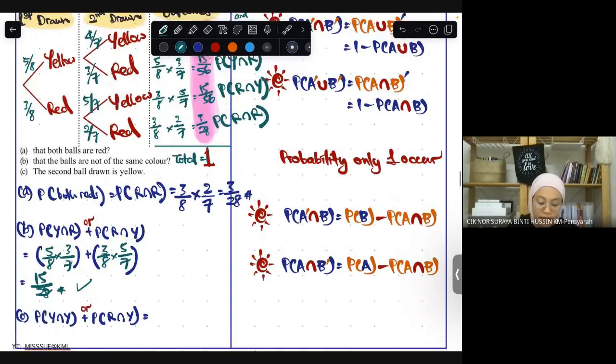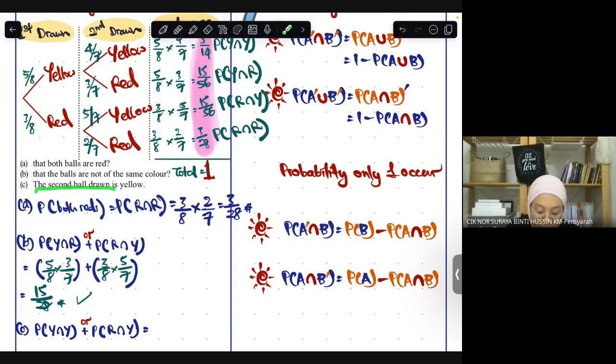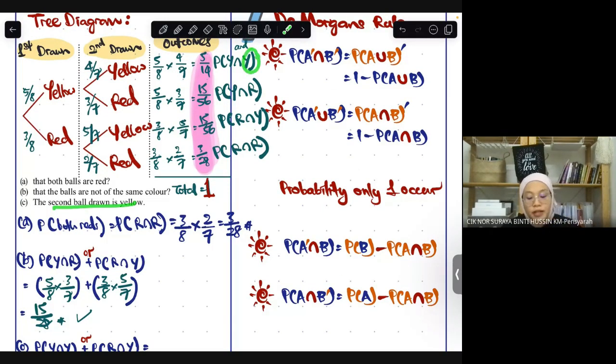Okay, next one adalah soalan terakhir. The second ball drawn is yellow. Maksudnya yang kali kedua, the second ball drawn, kali kedua pick the ball is yellow. So how many situations, how many outcomes will happen? 2 kan? Satu yellow ataupun red yellow.